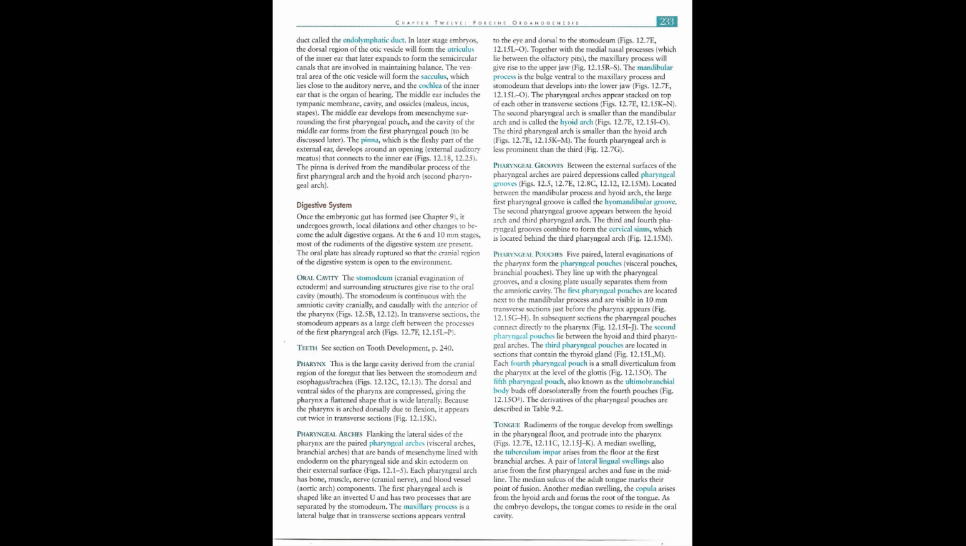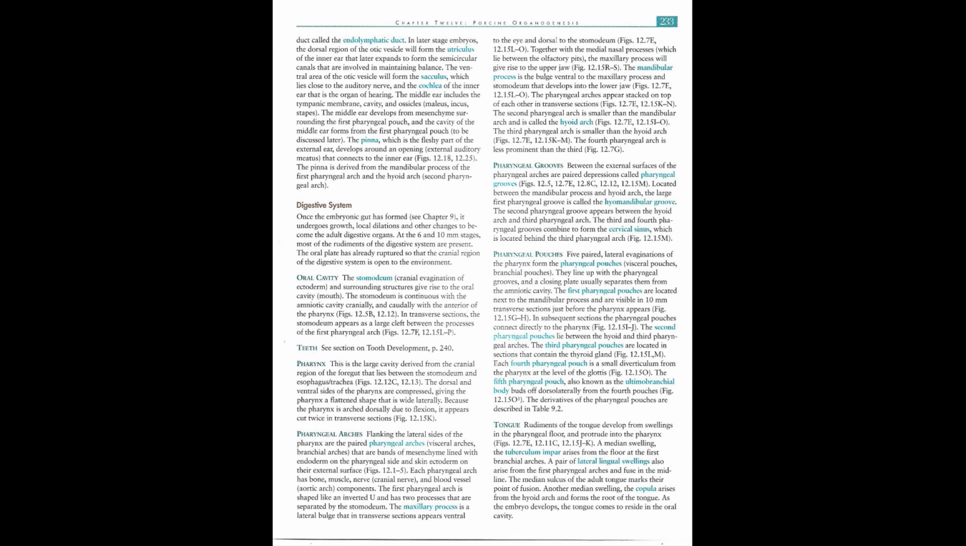Pharyngeal arches flanking the lateral sides of the pharynx are the paired pharyngeal arches, visceral arches, branchial arches, that are bands of mesenchyme lined with endoderm on the pharyngeal side and skin ectoderm on their external surface, Figs 12.1-5. Each pharyngeal arch has bone, muscle, nerve, cranial nerve, and blood vessel, aortic arch, components.